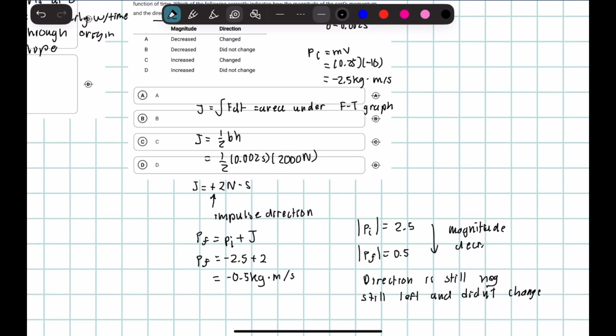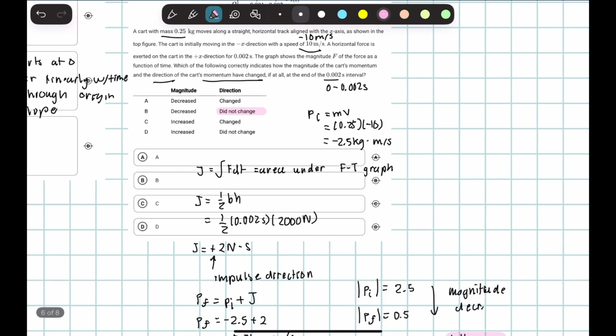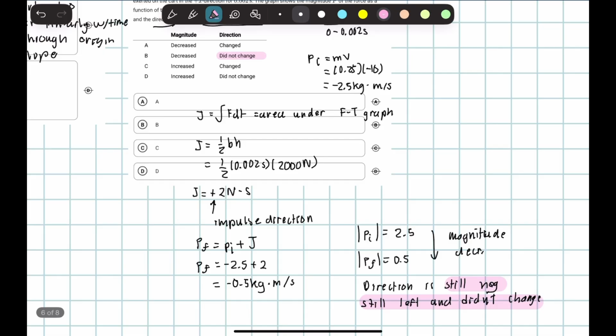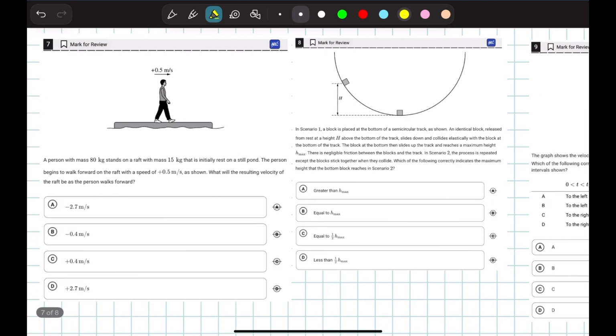So where can we see this? We want still negative, still left, and did not change. It's still negative, and the magnitude is decreasing. So we can see that that's answer option B. So we can move on to our next problem.